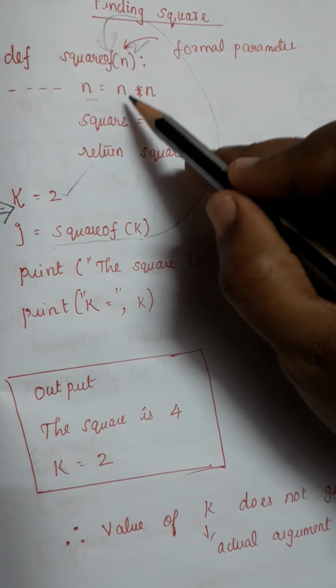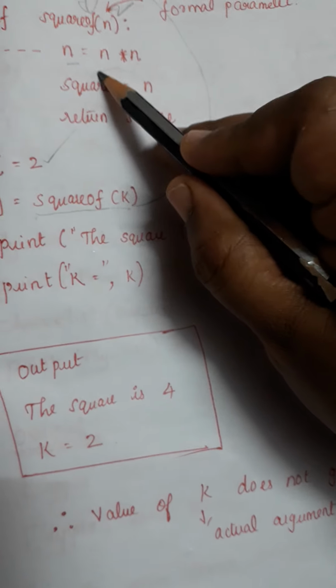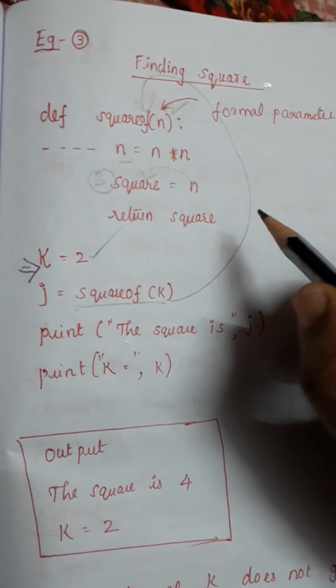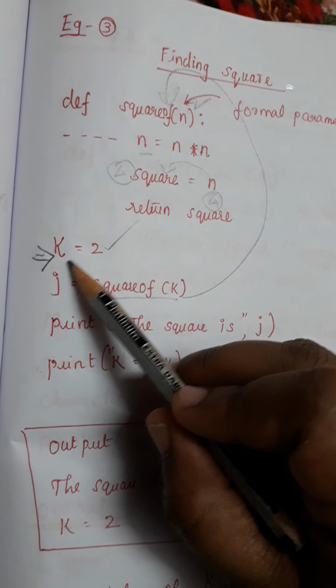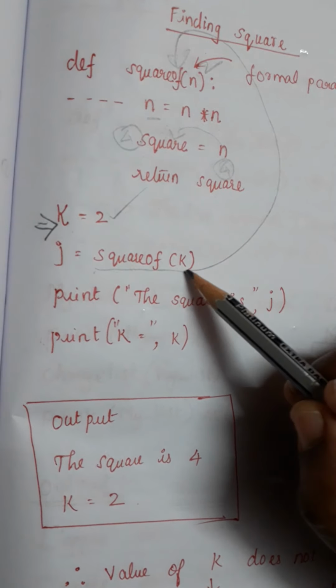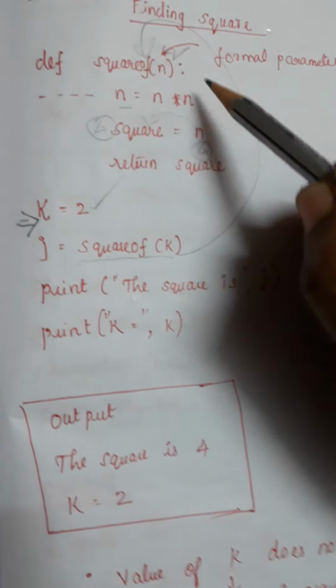Now the value of n is getting updated. 2 into 2 is 4, and that 4 is getting stored in n, and I am storing that n in square. So the value of square is 4, right? And I am returning the value of square, which is 4. The value of k is still 2, but the value of n is updated to 4. That is, the actual argument k remains the same, but I have made modifications to the formal parameter, right?